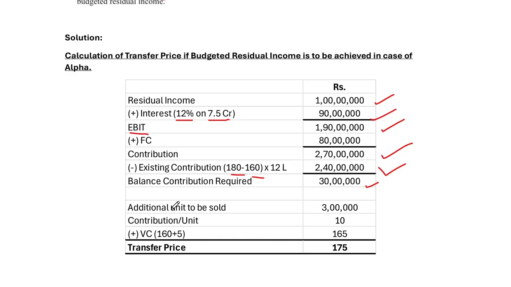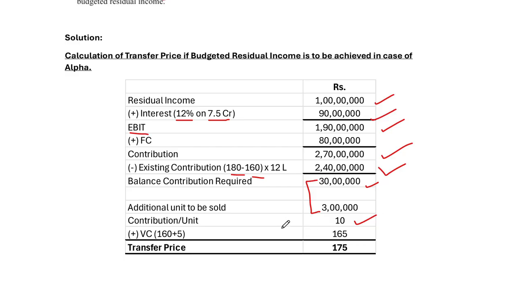So now, additional units to be sold. Here Beta division wants 3 lakhs units. So the contribution per unit required will be 30 lakhs divided by 3 lakhs units. We will divide 30 lakhs by 3 lakhs. So contribution per unit is 10 rupees per unit.